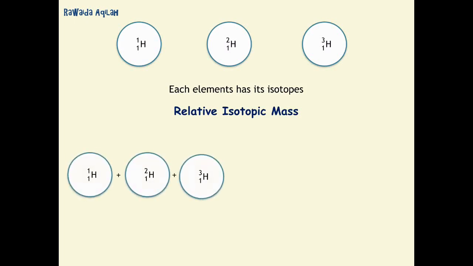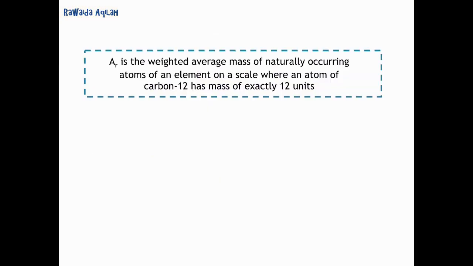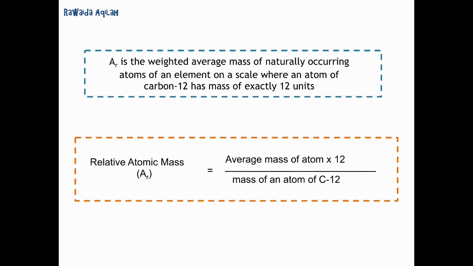And when we combine all of these isotopic masses and compare to the mass of the carbon-12 isotope, we will have the relative atomic mass of the element. These are the masses written in the periodic table. The mass of an element is calculated by comparing to the mass of the carbon-12 isotope as a reference mass. So this is the definition and how to calculate.